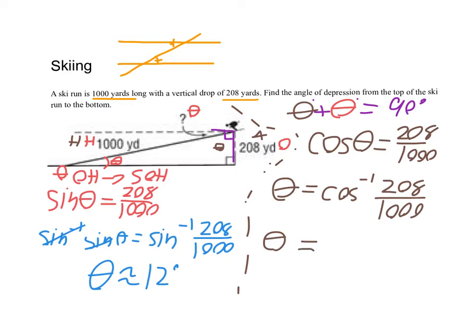Theta is equal to 78. And then 90 minus 78 is equal to our red theta of 12 degrees. Either way works. I prefer this method, but if you prefer the other method, feel free to use that method for angles of depression.